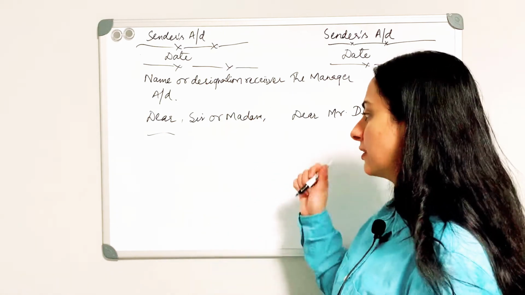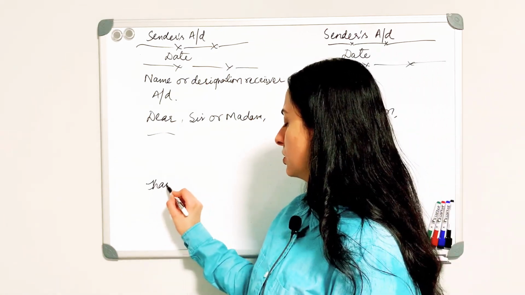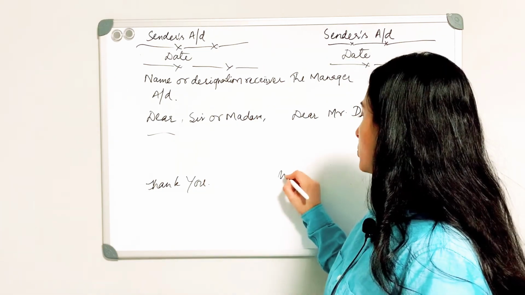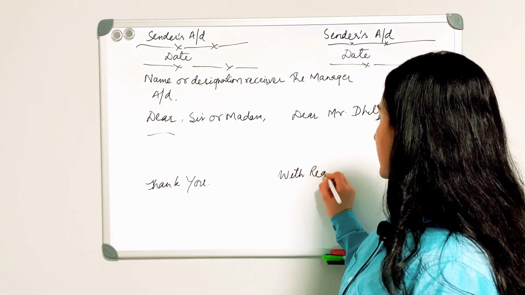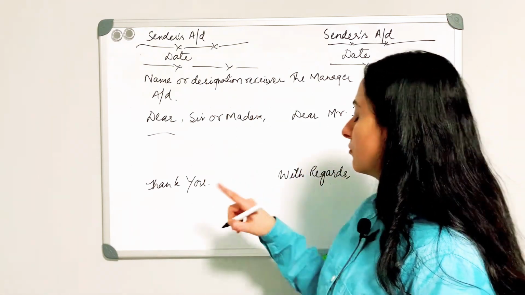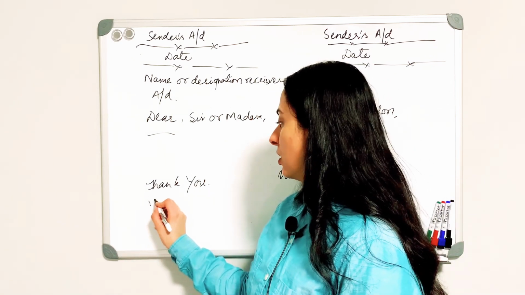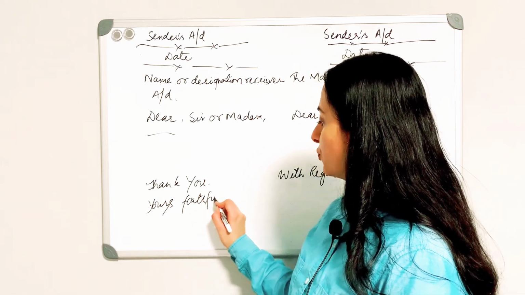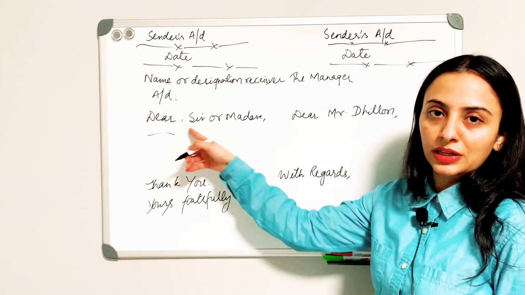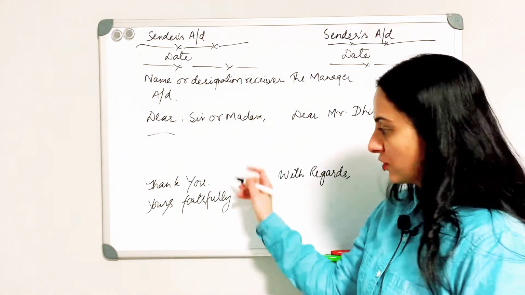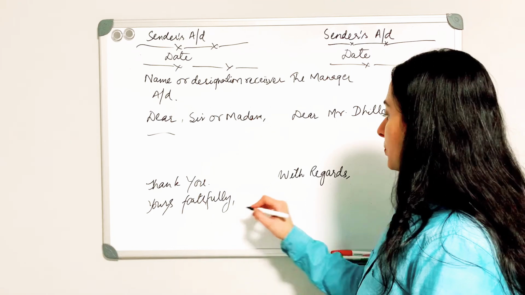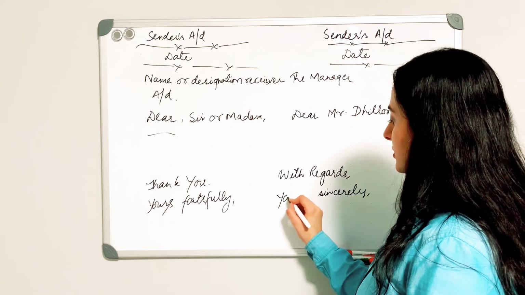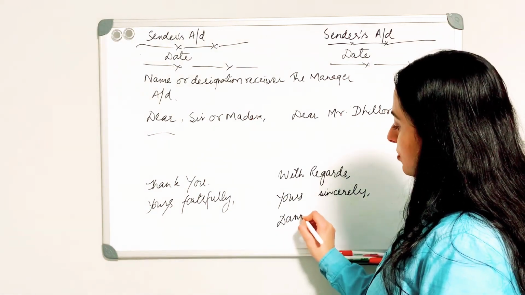Describe everything, and then you write thank you, full stop, or if appropriate you write with regards. It depends upon the scenario what you're going to use, and then you simply write yours faithfully. If it is an anonymous person, you do not know whom you're writing to, you use faithfully. If you know the person, you use sincerely. Yours sincerely, and then you write your name.